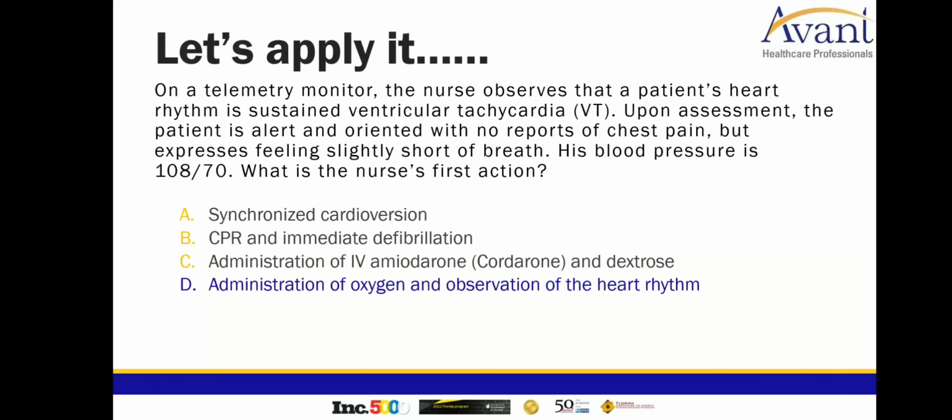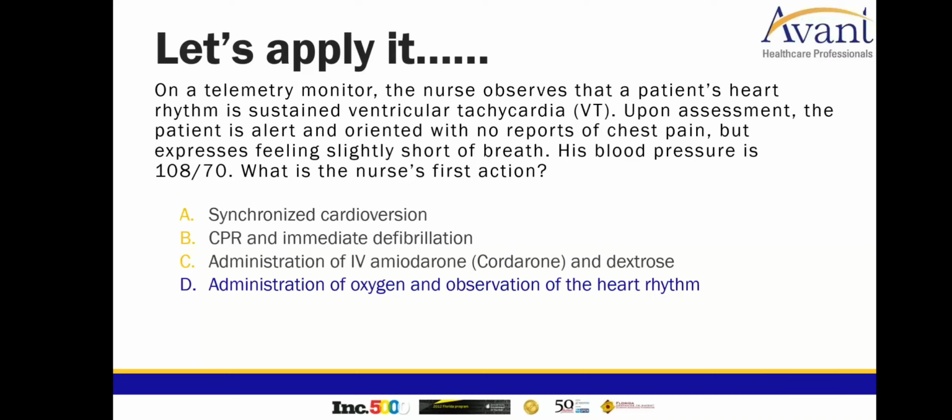Now, between C and D, why did I pick D? So even though giving IV amiodarone and dextrose would be appropriate for this patient, the initial thing you want to do is apply the oxygen, observe the heart rhythm. Now, remember, it's initial or first action. Doesn't mean that we're not going to give the amiodarone, but remember that's how NCLEX style questions work.